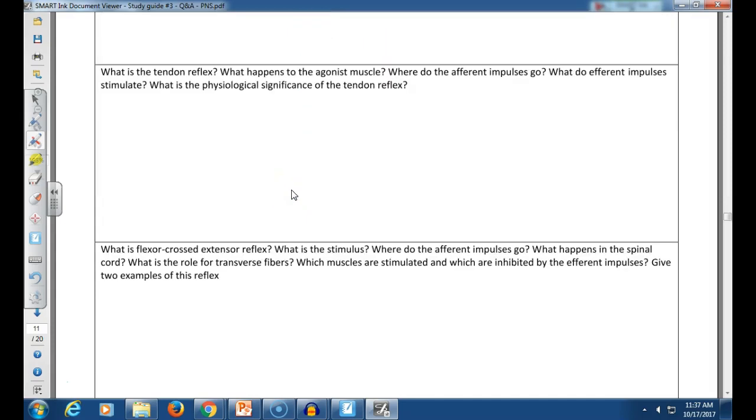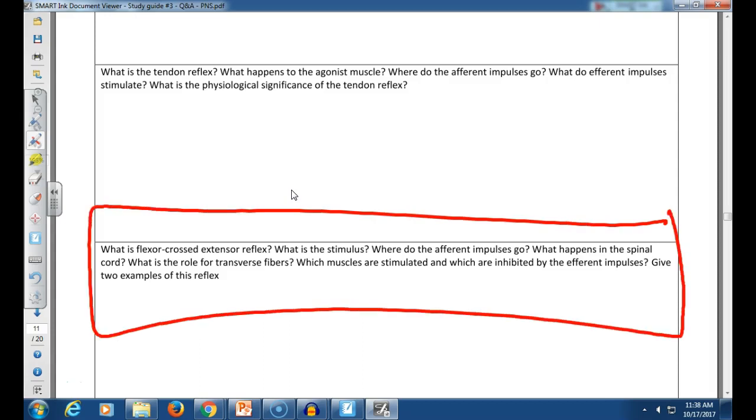Tendon reflex, kind of opposite. The stretched muscle is further relaxed, the antagonist muscle is contracted. Okay? So that's going to be reciprocal activation. Flexor crossed extensor. Know pretty well the flow of signals, that you have sensory input on one side and you have motor output on both sides, right? On the ipsilateral side it will be this, on the contralateral side it will be this. Two examples of this reflex: this and standing on something sharp. Okay, withdrawing your foot from something sharp.